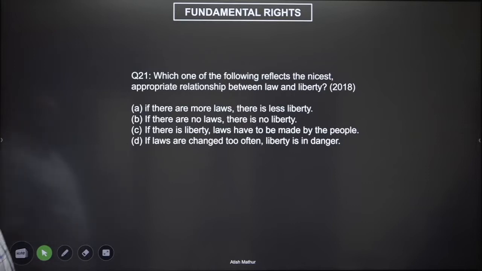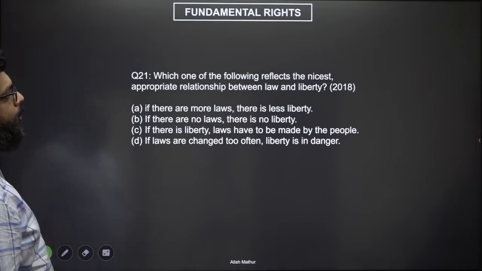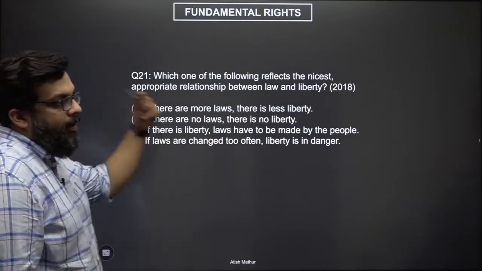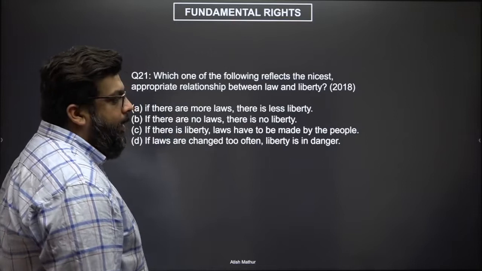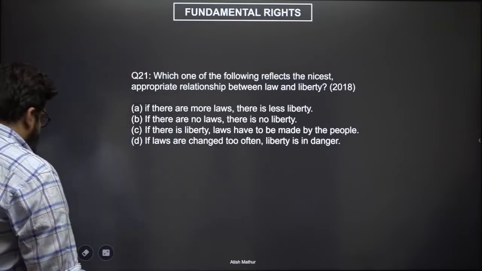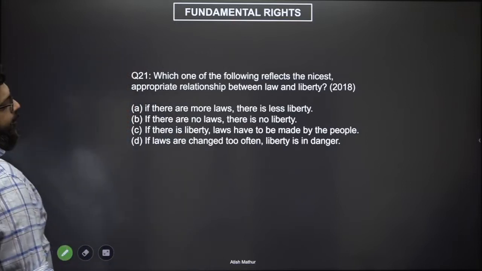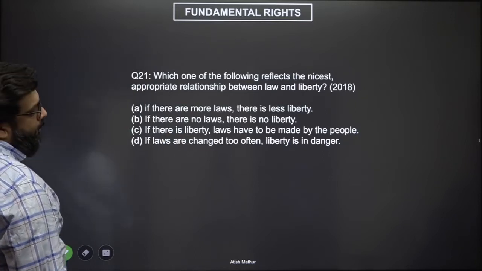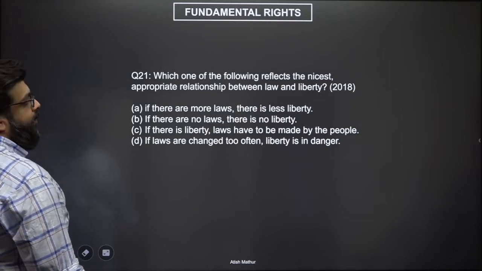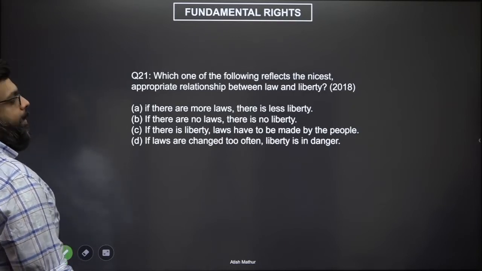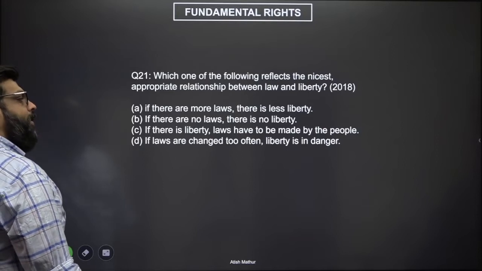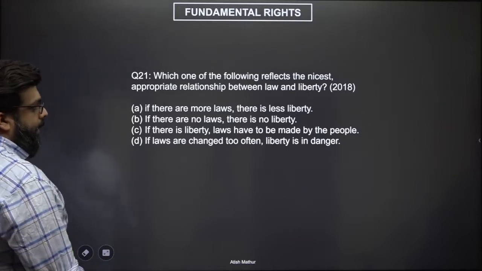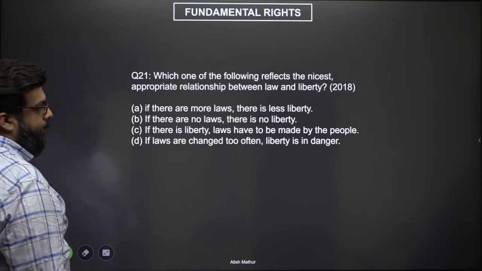Which of the following reflects the most appropriate relationship between law and liberty? Again, we have to argue the opposite here so that we can come to an answer. A, if there are more laws, there is less liberty. B, if there are no laws, there is no liberty. C, if there is liberty, laws have to be made by the people. D, if laws are changed too often, liberty is in danger. Let us try to eliminate the options, right?